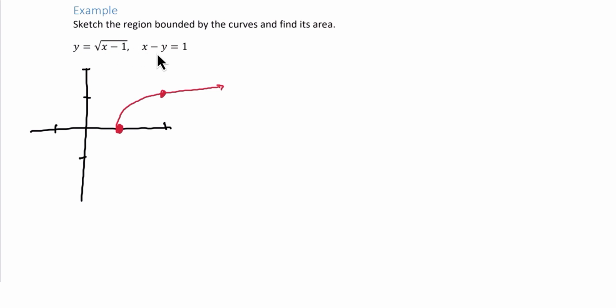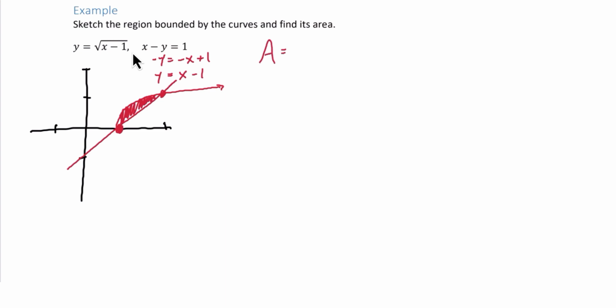For this graph, it may be beneficial to isolate the y since this is a linear function. We'll get y by itself and put it in slope-intercept form. Once it's in slope-intercept form, it's a little bit easier to graph. And we have the region now. We're looking for the area of this shaded region between the curves.